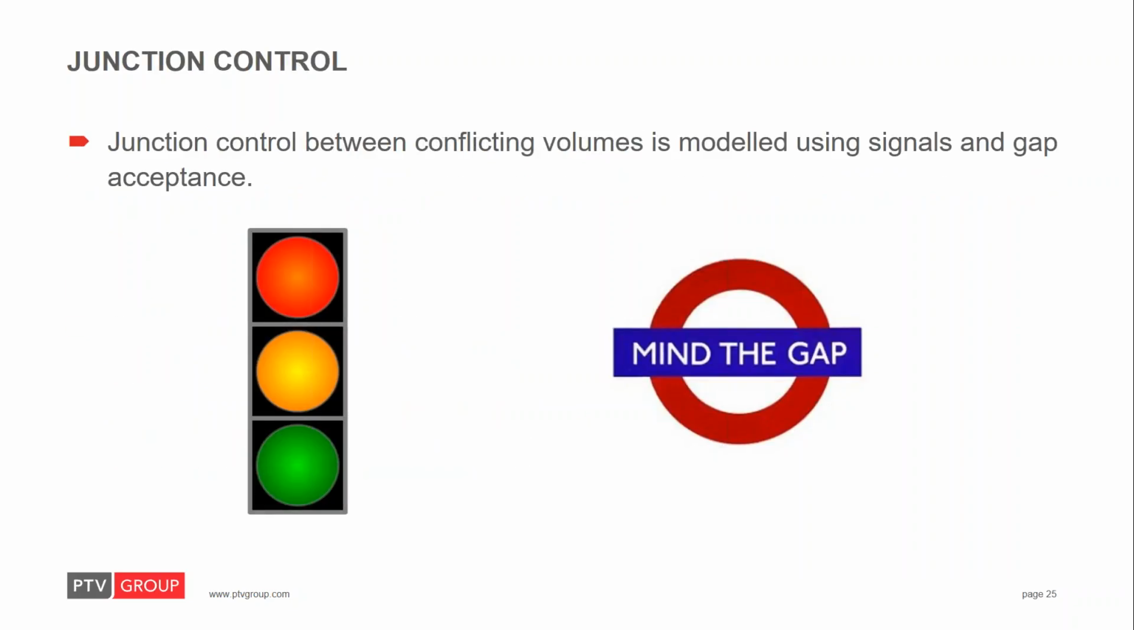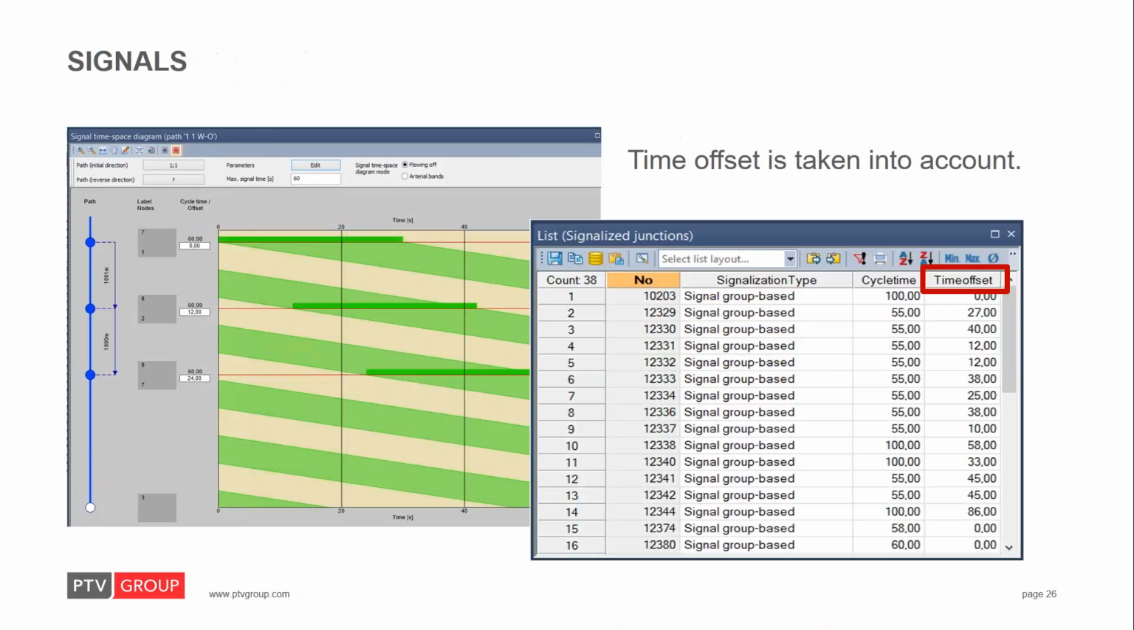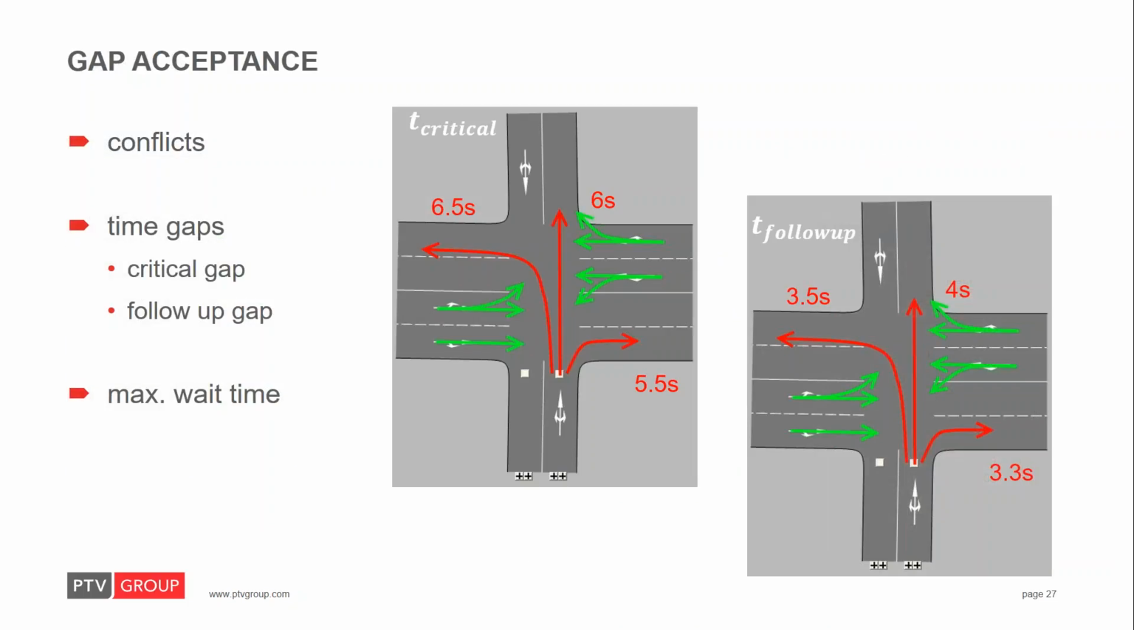So moving on to junction control. Junction control between conflicting traffic streams is modeled using signals and gap acceptance. For signals, the exact signal times are considered, the green start and the time of green end. As we have seen before, the offset can make a difference. We have seen that in the demonstration example where delay varied considerably depending on the offset. Conflicts between different traffic streams are derived from the major flow definition and the junction geometry.